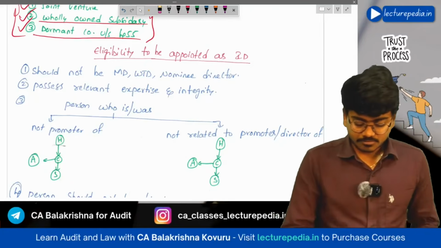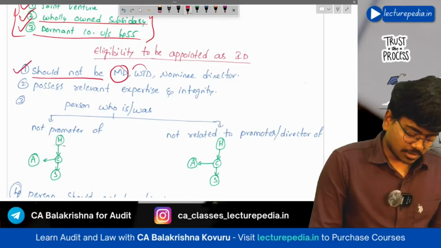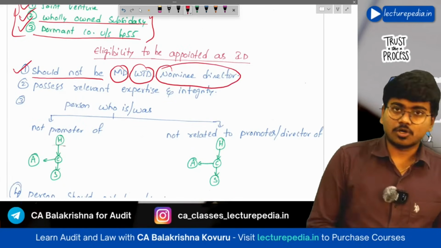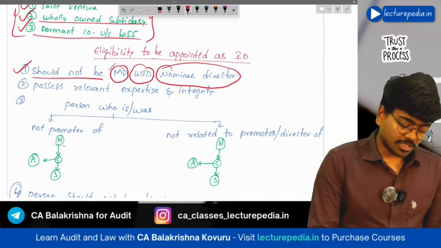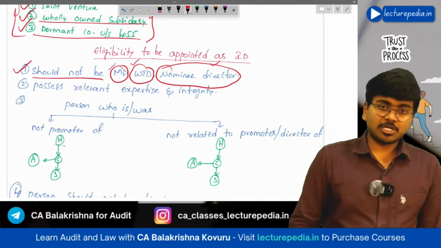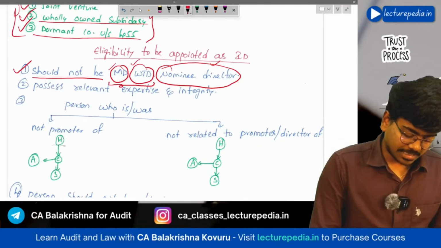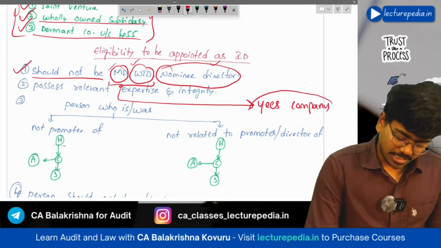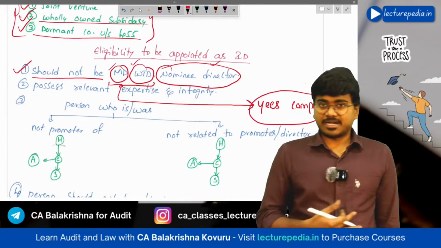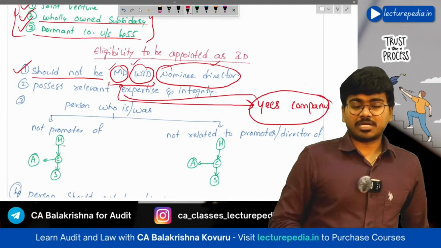What are they? First of all, such a person should not be a managing director, whole-time director, or nominee director. The person whom you are going to appoint as independent director should not be the managing director of the company, should not be a whole-time director of the company, and should not be a nominee director of the company. Why? Managing director and whole-time director will be treated as employees of the company. If they are employees of the company, how can they act independent of the company? They are dependent on the company, so they will not become independent directors.